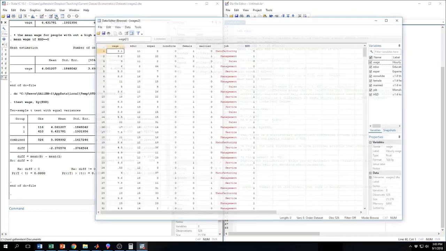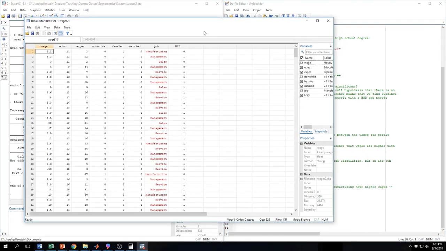Well, let's open up our data just to get an idea for this. So we've got wage data. Okay, we've got this job variable. And this job variable is clearly categorical. It's just different categories. We'd also call it a string variable. That means it's composed of words, not of numbers.